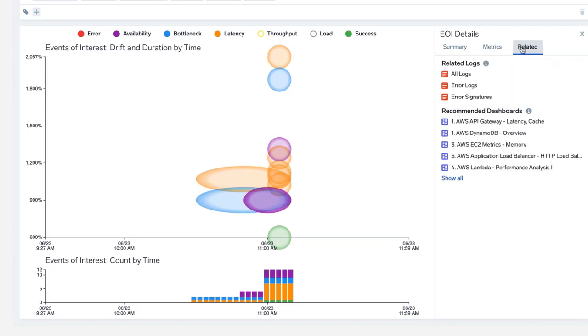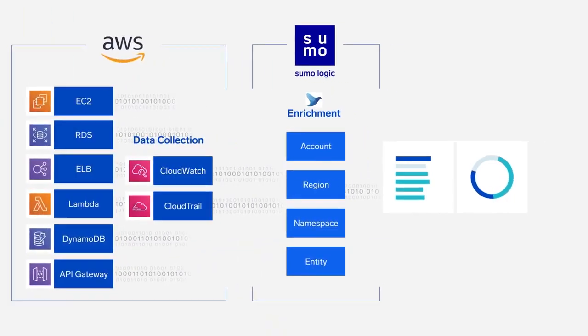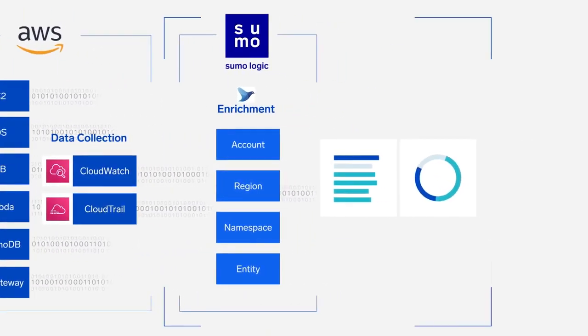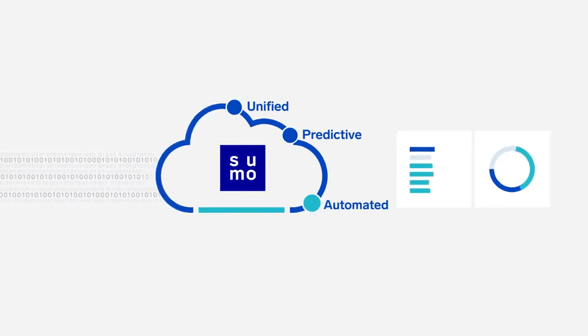From here I can launch directly from an anomalous metric to see related error logs for that service. The second data starts streaming, anomalies are auto-generated and auto-correlated, meaning no manual work fine-tuning thresholds. Sumo Logic puts the data at your fingertips, the continuous intelligence platform for AWS Observability.